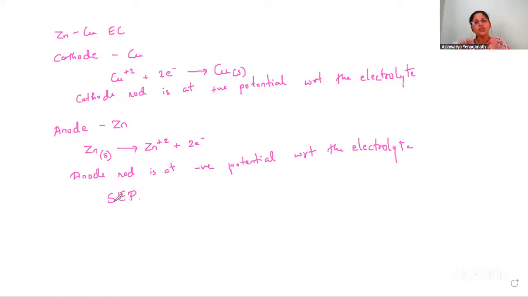All these things are under standard conditions. Temperature is 298 Kelvin; 298 Kelvin is standard temperature. Then pressure is 1 atmosphere.